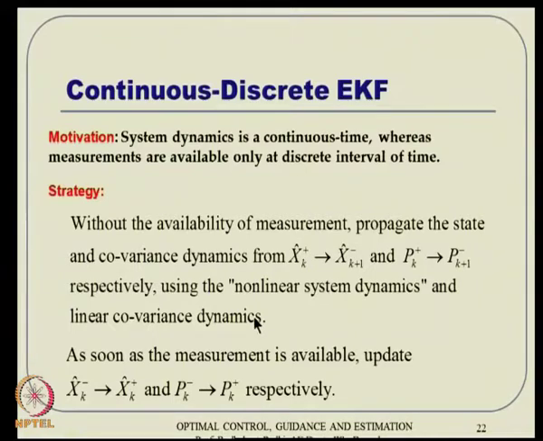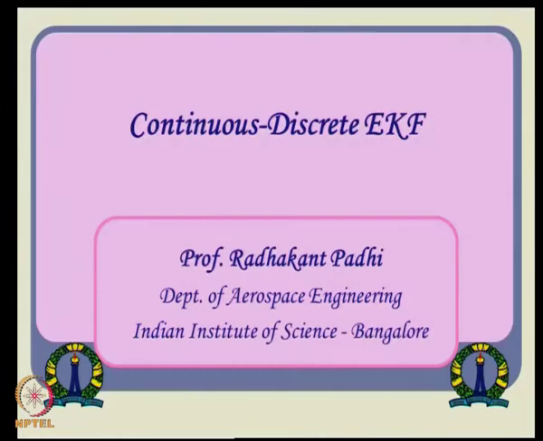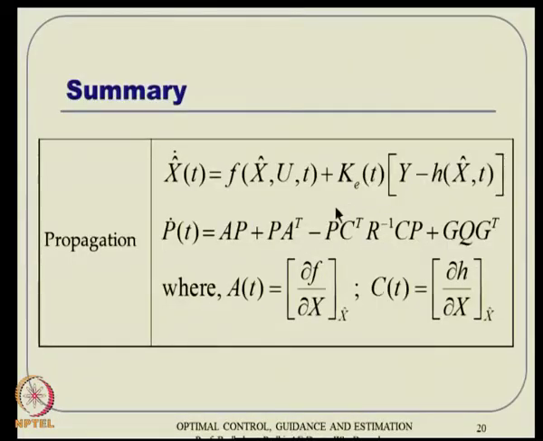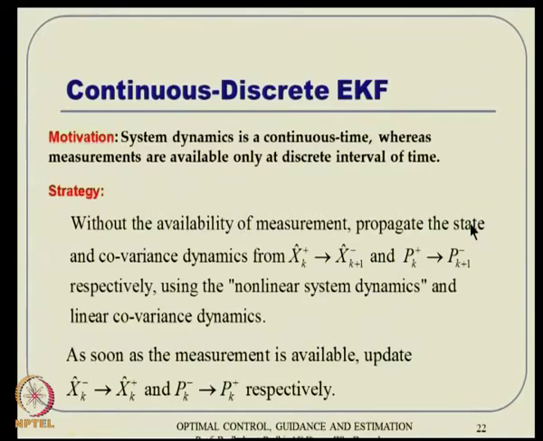But remember, it turns out that because there is no measurement in between, this covariance dynamics had a term which made it nonlinear. It happens primarily because we have continuous time measurement everywhere. But if it is not there, this term is not there. So we will end up with P dot as a linear differential equation, this one plus the last term. That is what you will use. So we propagate P dot using this linear covariance dynamics.